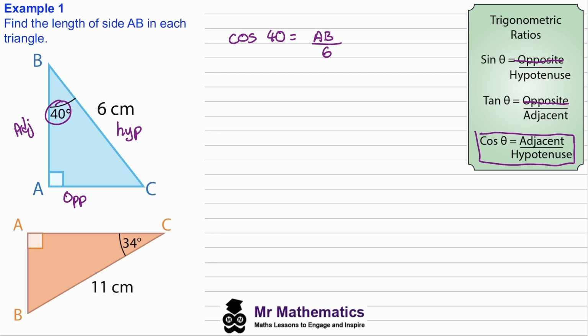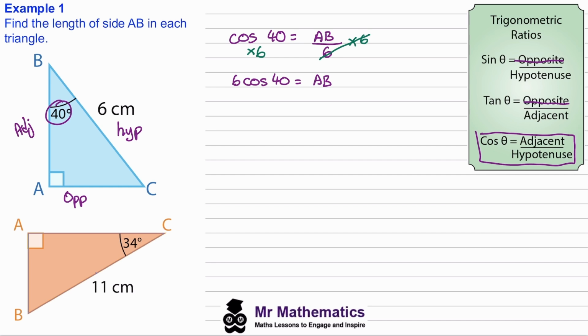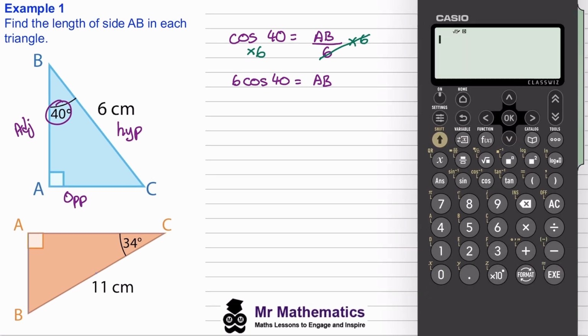So to work out A to B, we need to multiply both sides by 6, because then these will cancel. So if we have 6 multiplied by the cos of 40, this will give us the length A to B. And I'll show you how we can work this out on our calculators. So we press 6, and then we want the cos button. We enter 40, and we'll close that bracket. So this gives us that A to B is 4.6 centimeters to 1 dp.